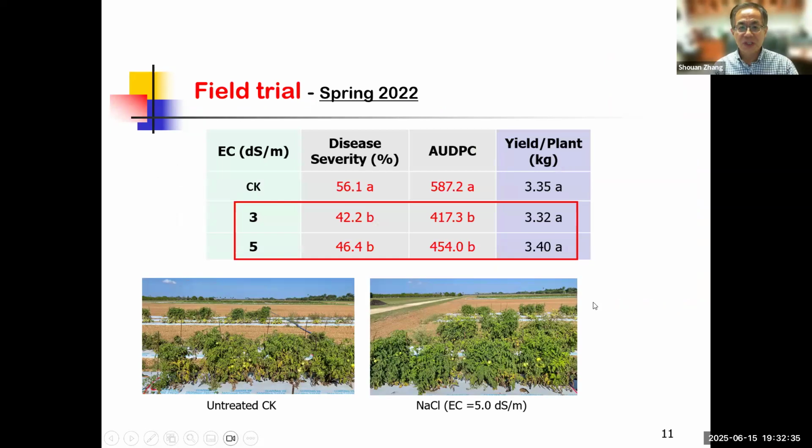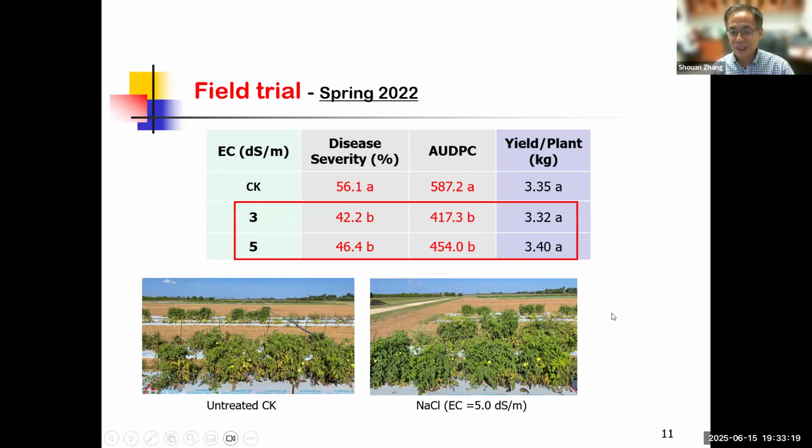Cassandra moved to the field to conduct field trials in 2022 and 2023. This is the picture of the field trials, and the results showed that soil salinity treatment at EC3, 5 significantly reduced the bacterial spot disease severity compared to the untreated control, and also significantly reduced the disease progress reflected by AUDPC, the area under the disease progress curve.